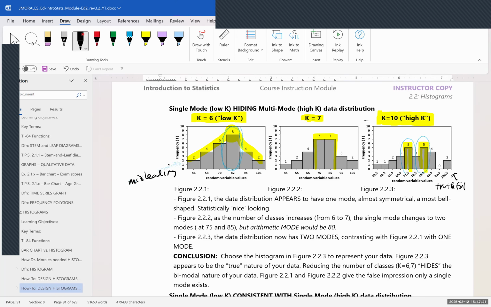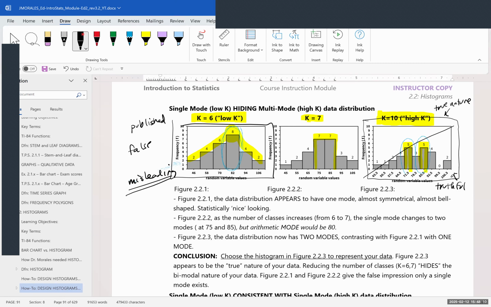If you created this histogram, or let's just say whether you created it or not, let's say this was the true nature of your data. And you didn't go through the process of even making this in the first place, and you only created this histogram and you published this. You used it as a justification for your work or to make your point. This would be misleading. This would be false.